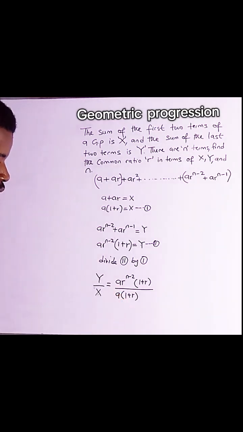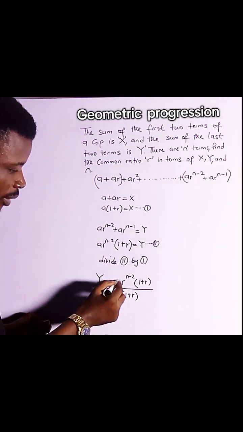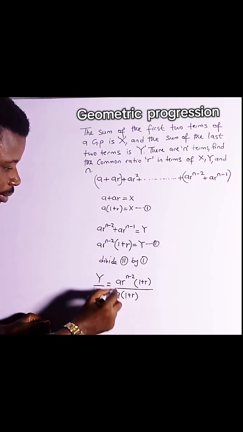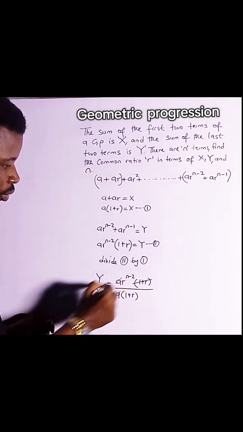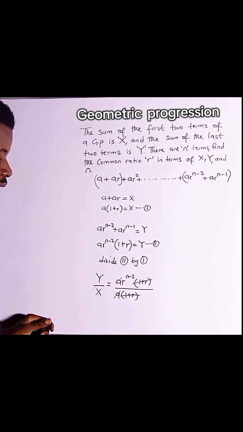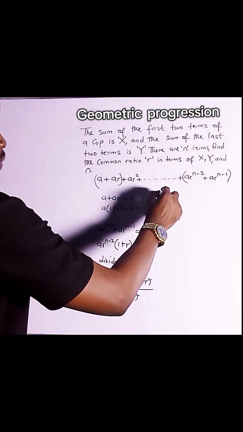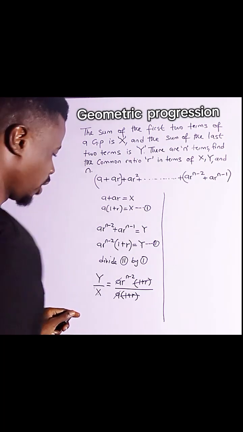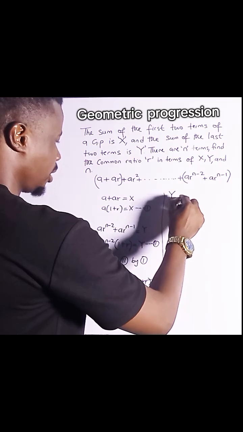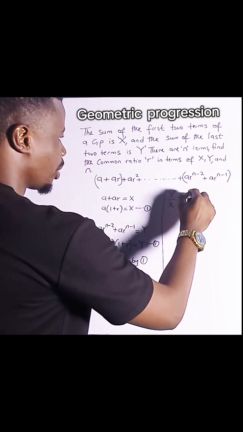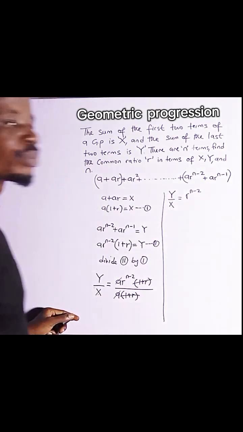So what can we do here? You can see that we have common terms or like terms. They cancel out. A and A will cancel. 1 plus r and 1 plus r is going to cancel. So what are you left with? Y over x is equal to r raised to power n minus 2.